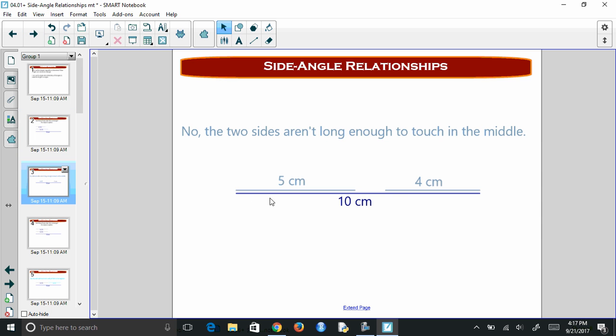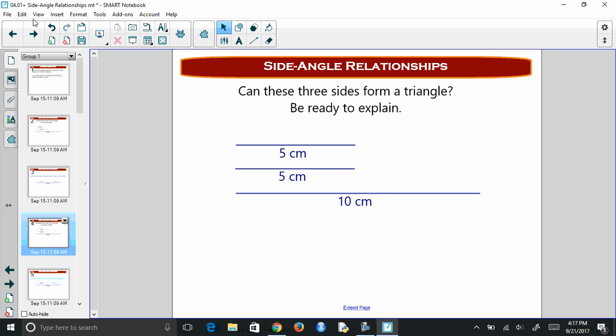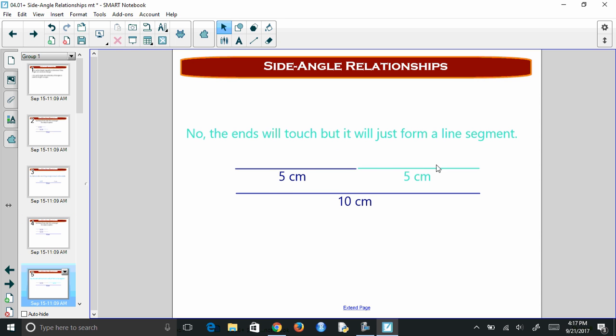Well, if we tried and we put the 5 centimeter side on one side and the 4 on the other, there's just not enough space in there to actually make a triangle. What about if it was 5 and 5? Well, if I put 5 here and 5 there, it would actually just form a straight line because 5 and 5 aren't enough to create any space in there. And that's not a triangle.